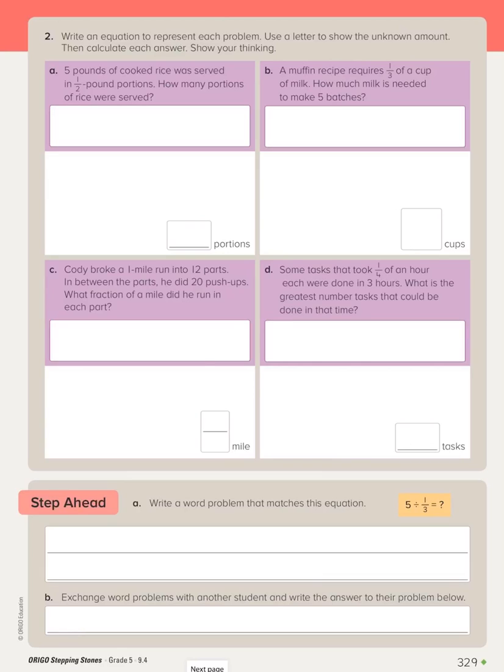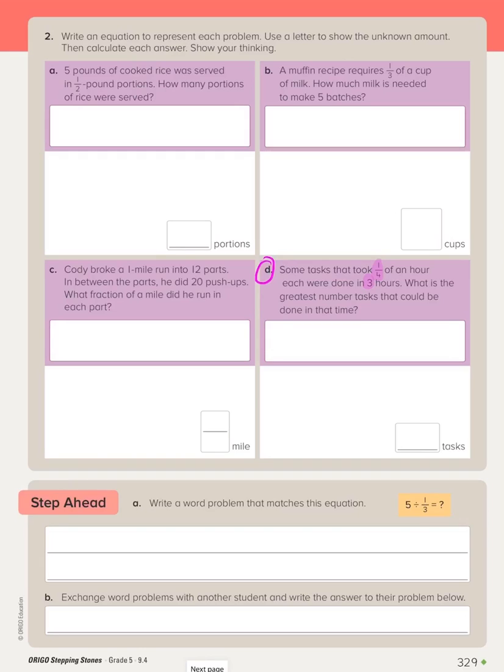So let me go ahead and I'll do one for you as an example. So I'm expecting every single person to get it right. And I'll go ahead and do D, because D is usually the hardest problem, okay? So it says, some tasks that took 1/4 of an hour each were done in 3 hours. What is the greatest number of tasks that can be done?